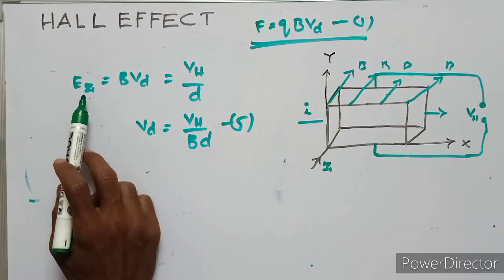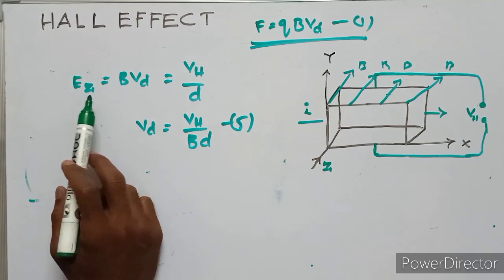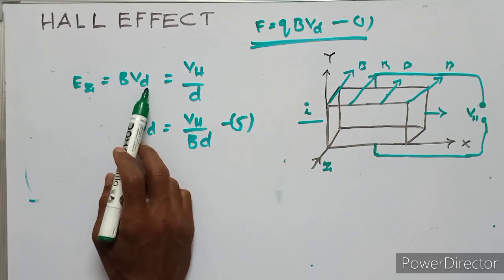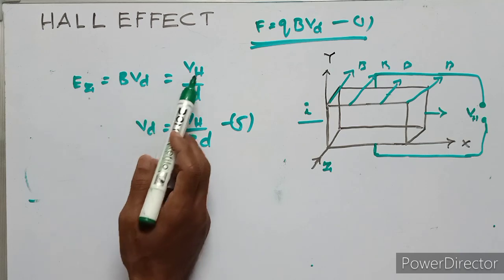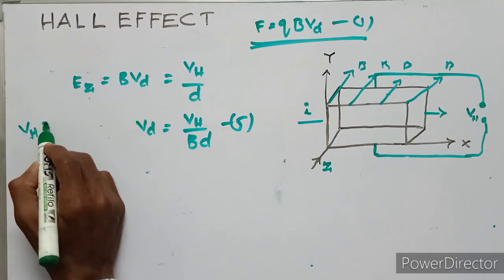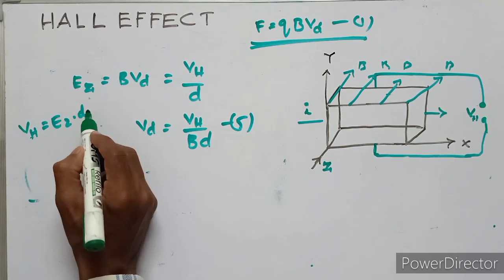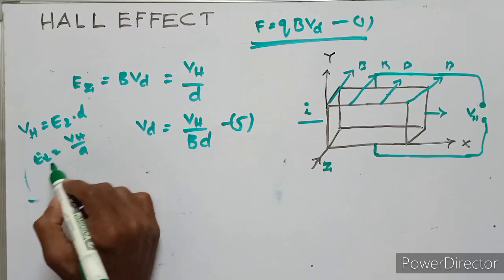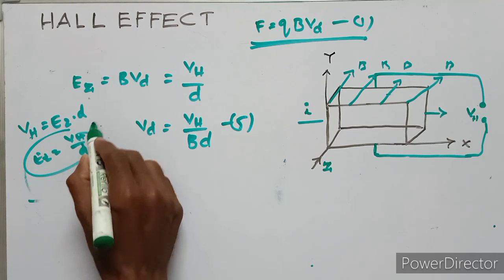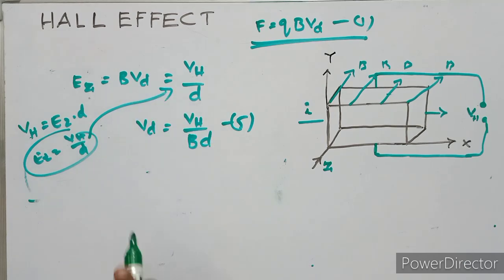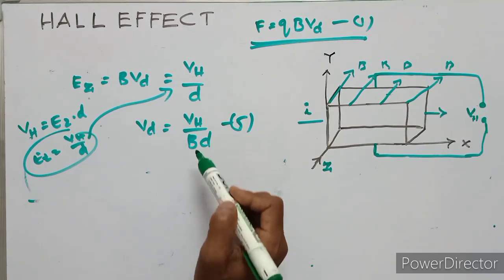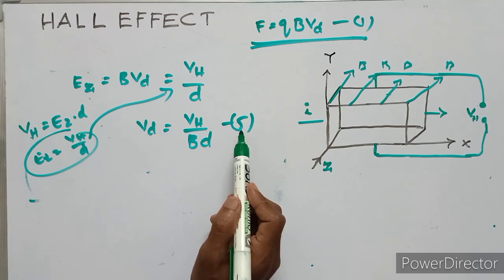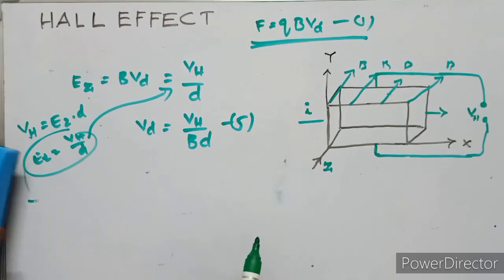V_H is equal to B into V_d, and another is V_H is equal to E_z d. From this equation, E_z is equal to V_H upon d. Finally, V_d is equal to V_H upon B d. This is our fifth equation.